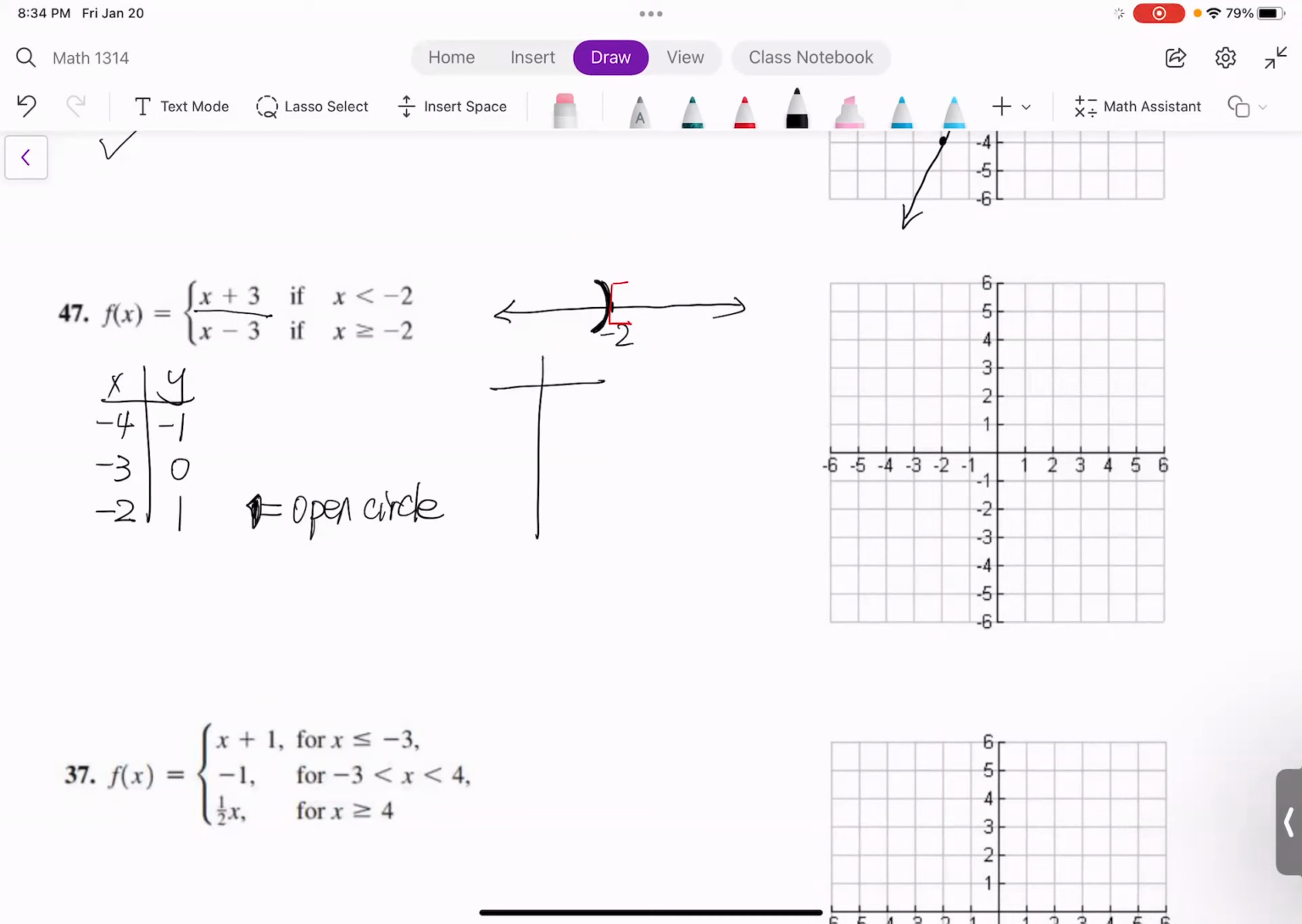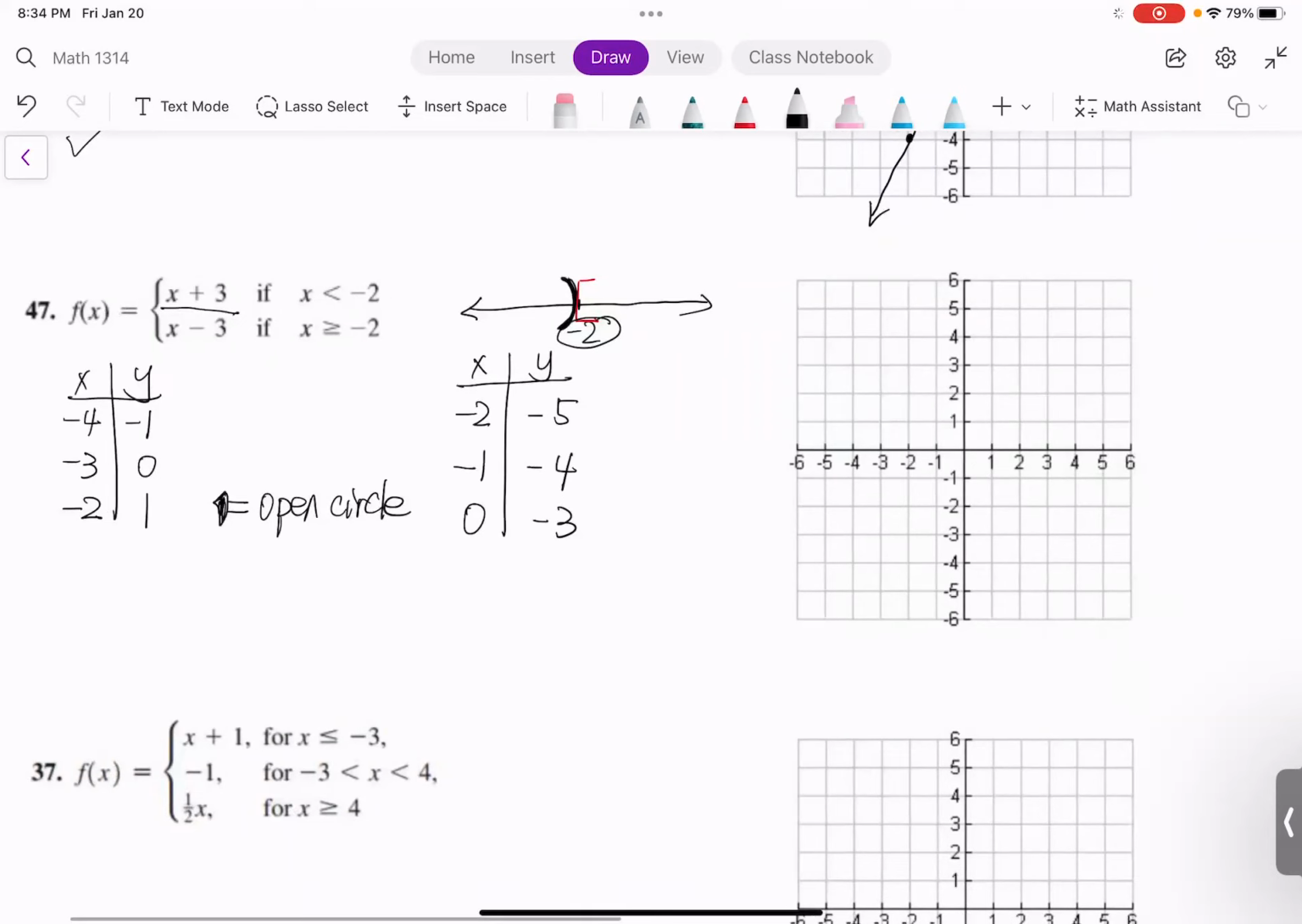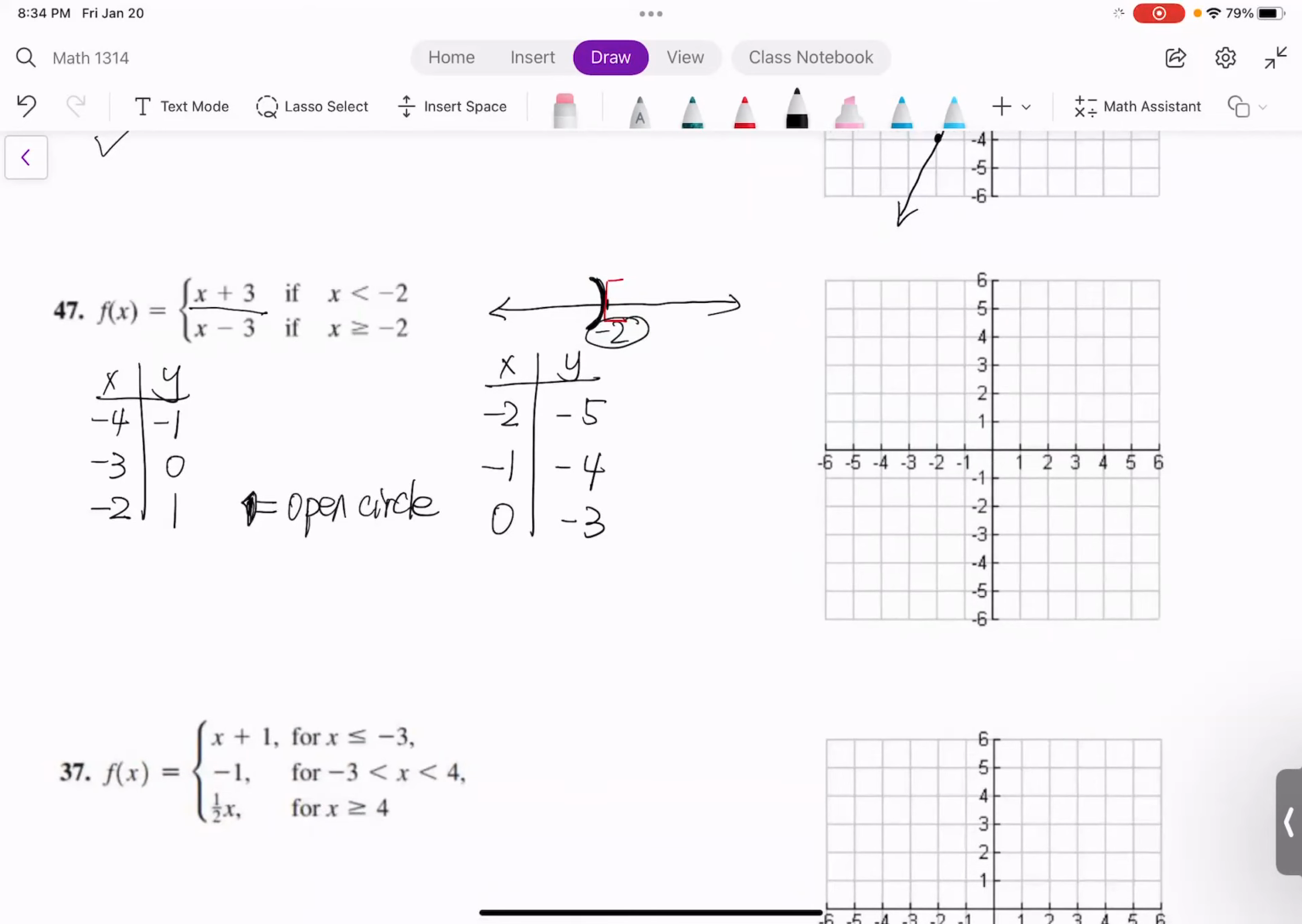And in the second interval, x, y, let's pick some points. The key point must be picked. The key point is -2. And how about -1 and 0? So y's value, x minus 3: -2 minus 3 is -5. -1 minus 3 is -4. 0 minus 3 is -3. We got 6 points. Let's plot them on the graph.